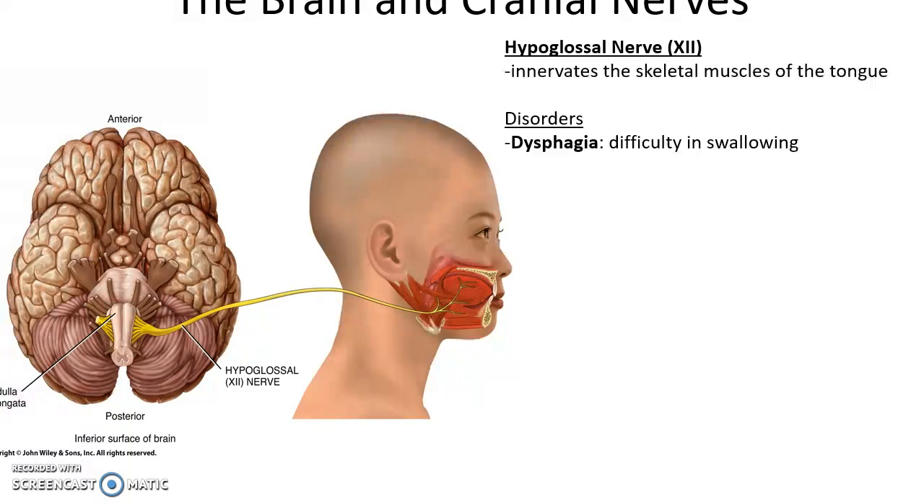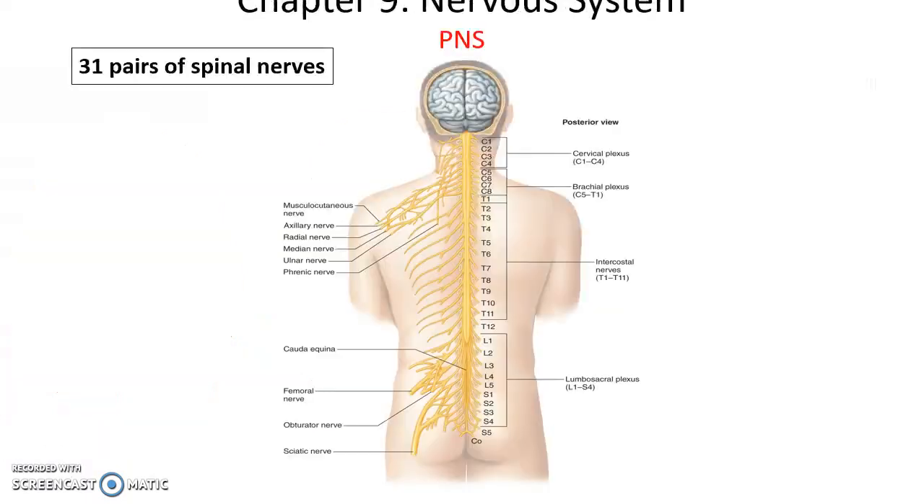And then cranial nerve 12 is the hypoglossal nerve. This innervates some of the skeletal muscles of the tongue. Damage to it could lead to dysphagia or difficulty in swallowing.